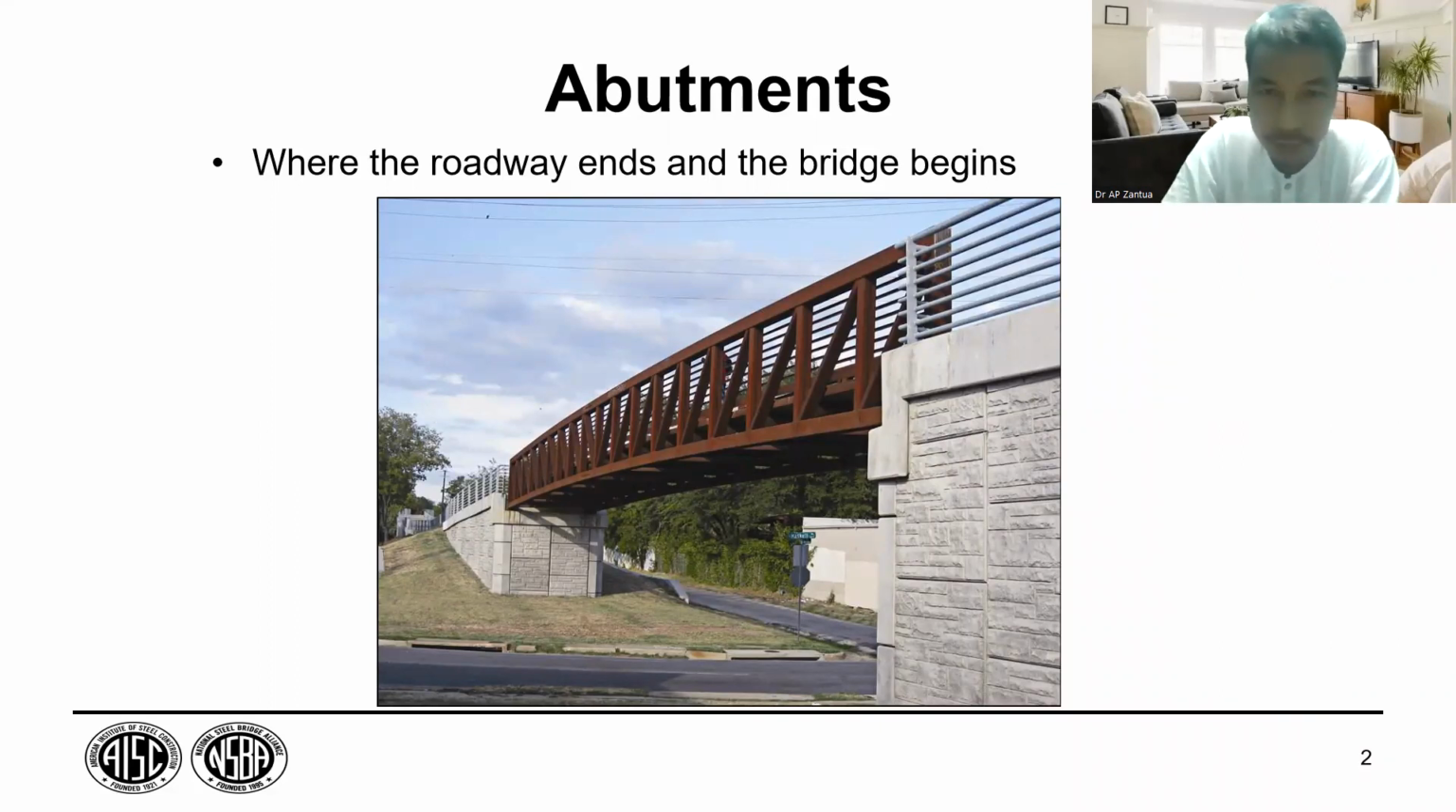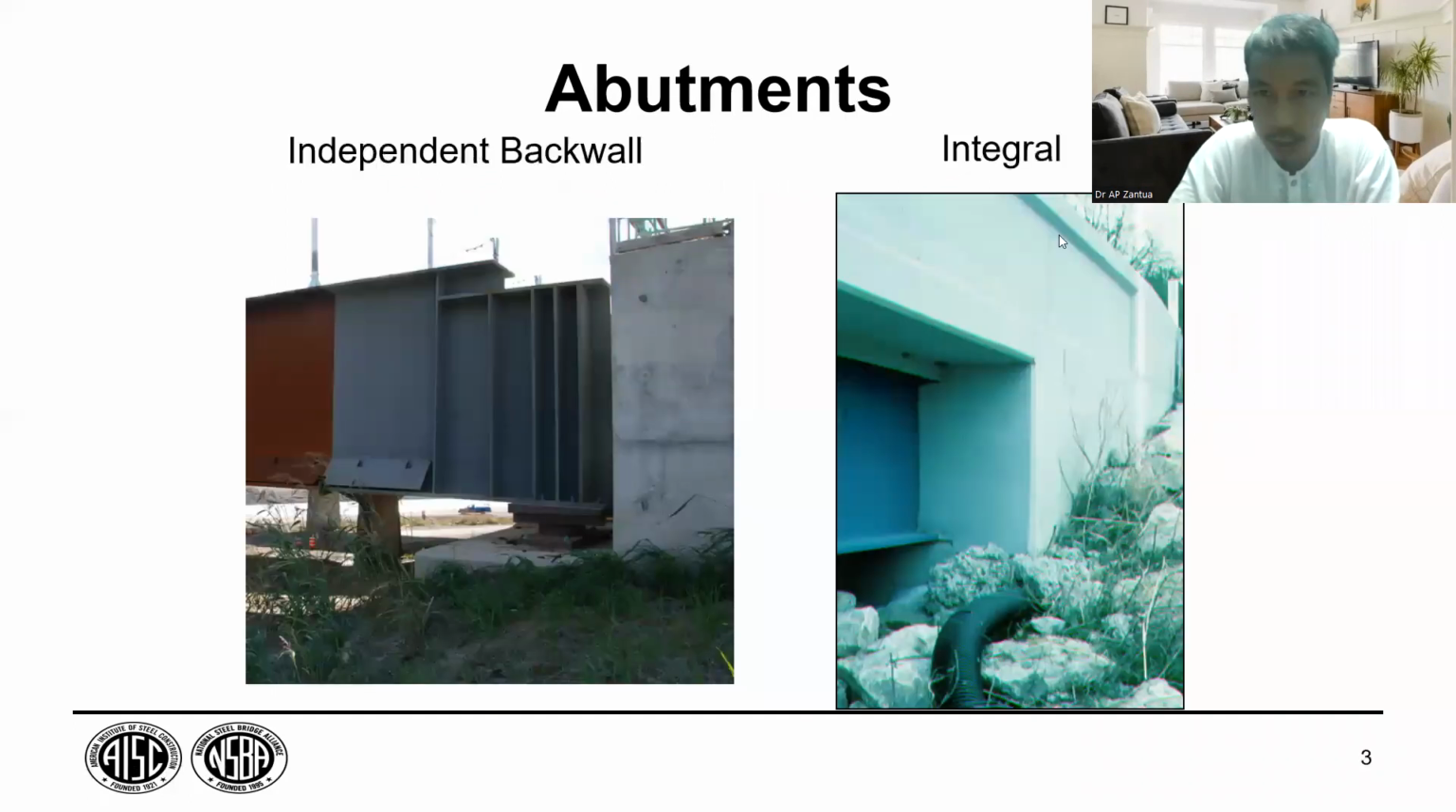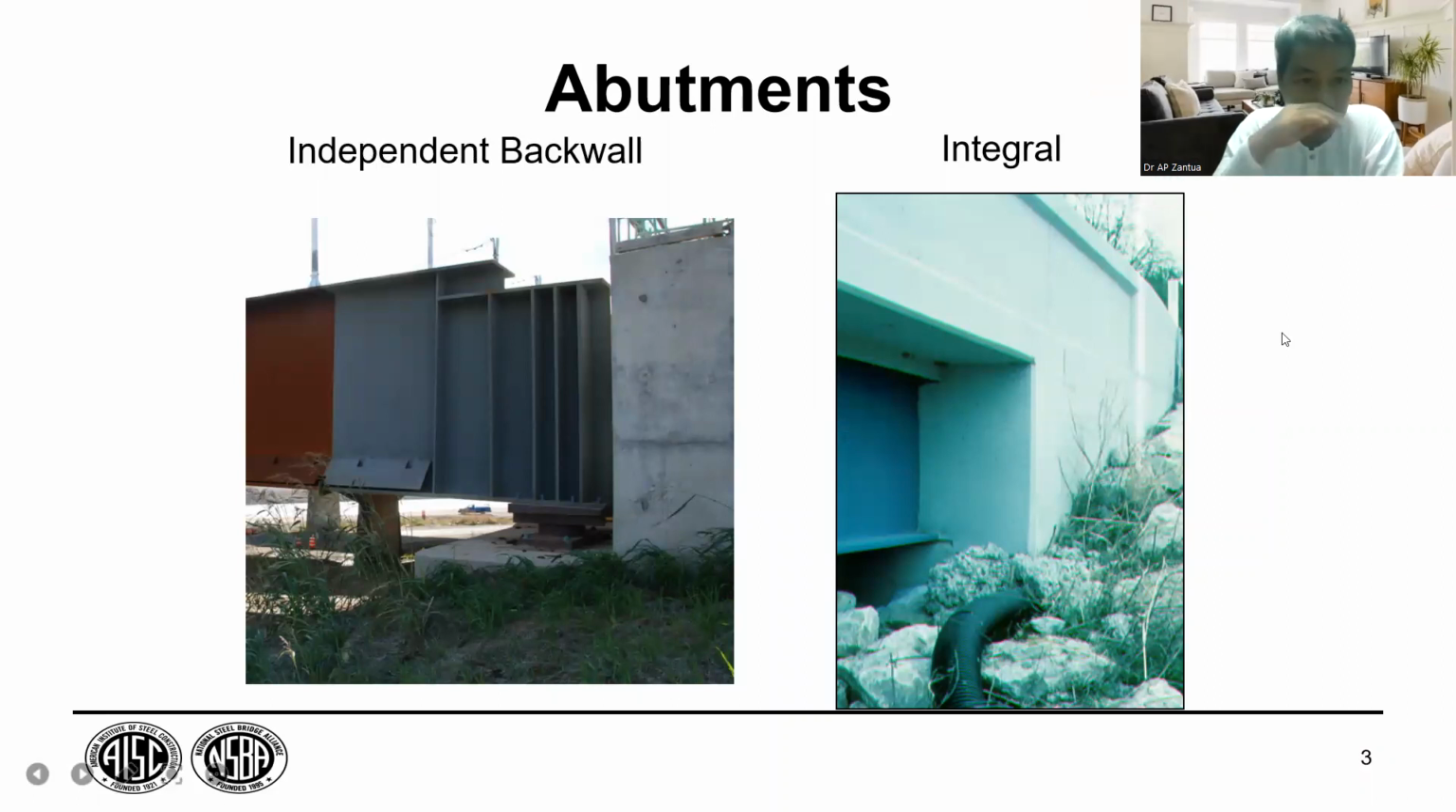There are several designs and structures for abutments. We have, for example, the independent back wall type. I think there are about 6 different types. So this is the independent back wall type of abutment. This is the bridge. This is the abutment.